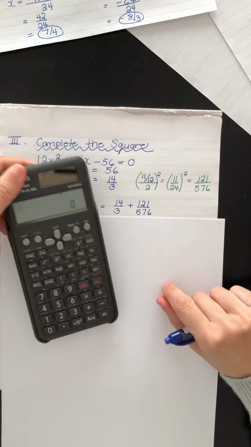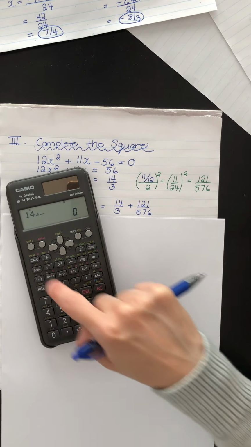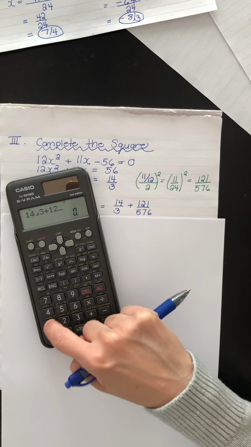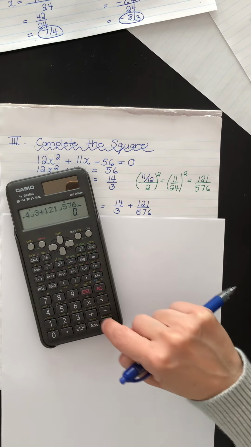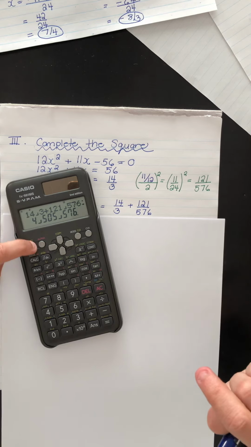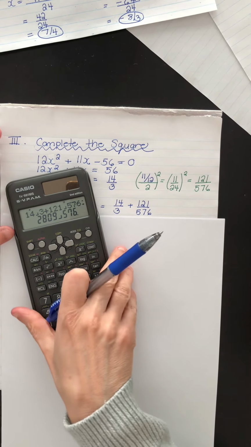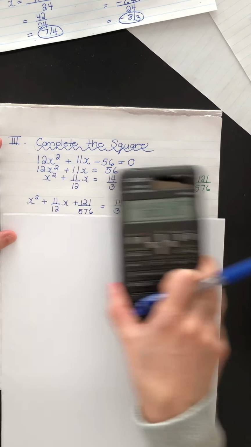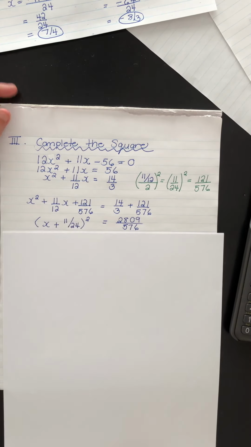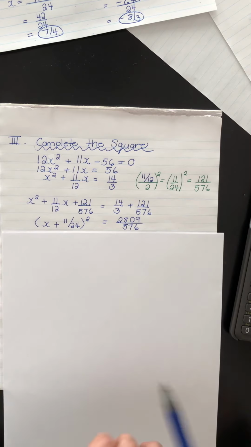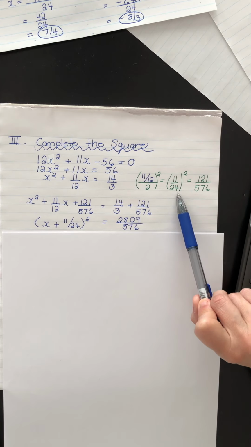14/3 plus 121 over 576 is, mixed improper, so I prefer this form here. So I will write that now on the right side. The left side is written in its factored form, x plus 11/24. Here's the number after we divided the coefficient of x by 2.